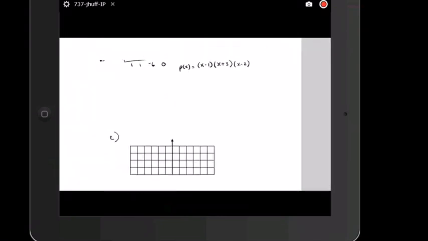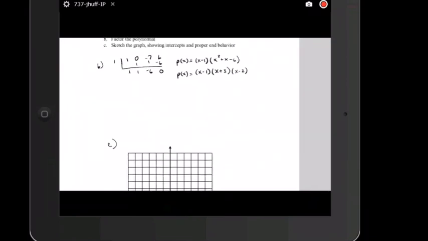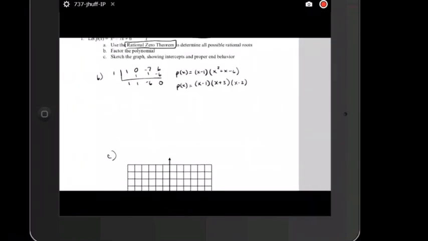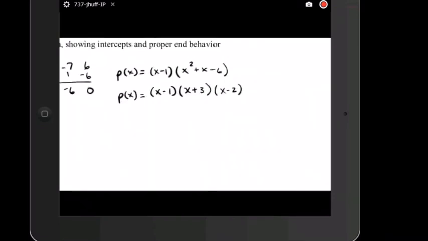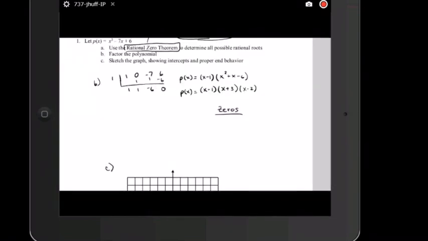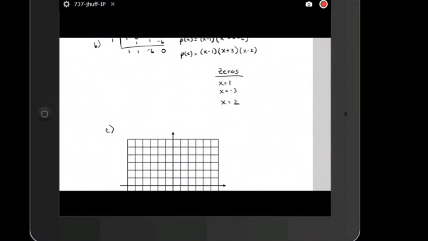And this is where it doesn't happen in this problem, but this is where you're going to want to remember things like multiplicity and whether the graph crosses or bounces at the x-intercept. So for example, if there was x minus 2 squared right here, then that 0 bounces off the x-axis, right? So x minus 1 as a factor means that the 0 is x equals positive 1, and then x equals negative 3, and x equals positive 2. And since they all have multiplicity 1, those are all just going to cross.